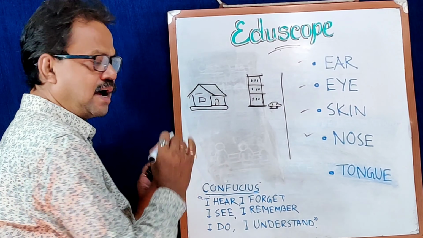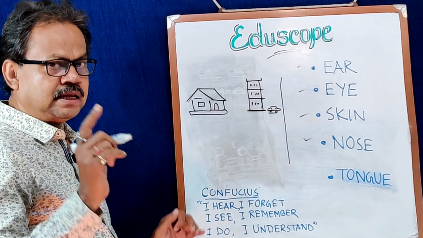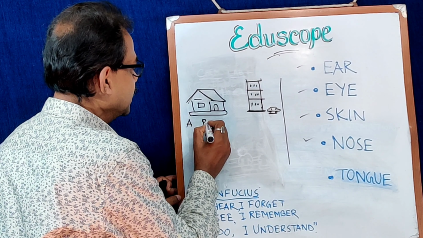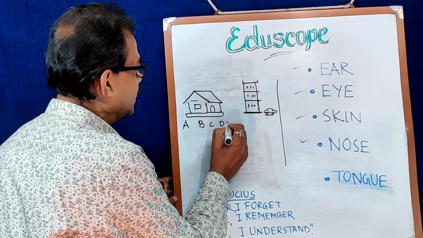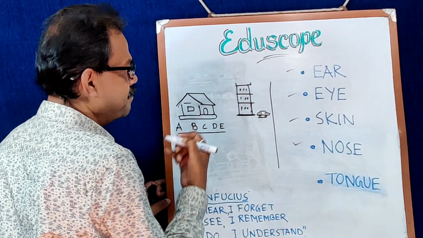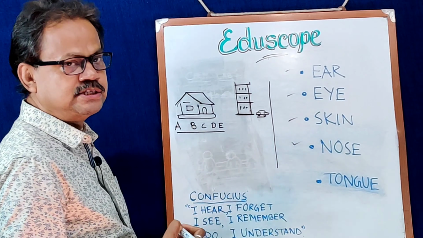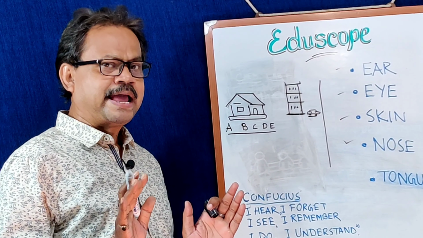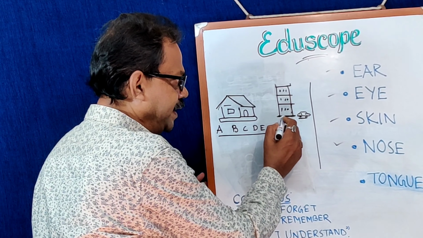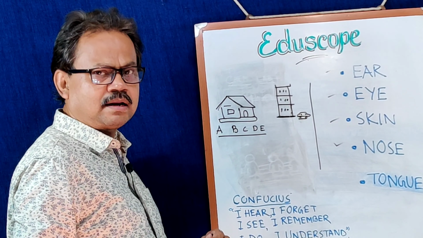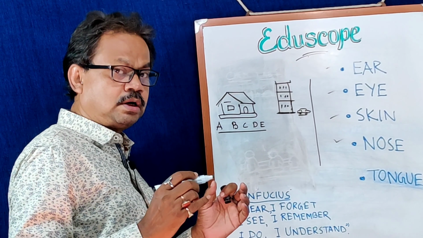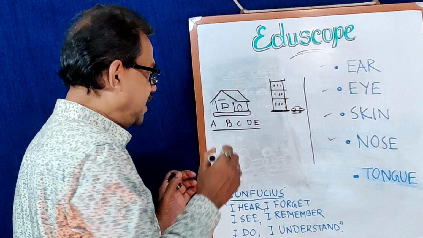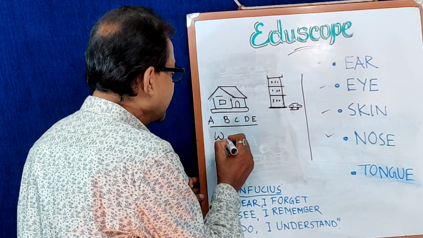Now I want to give you one funny example. Suppose this is a hut. In this hut there are 5 members living: A, B, C, D, E. 5 members like 5 sense organs. Suppose these 5 members are making a plan to make this type of building and buy a car. So they thought how it would happen. They want to increase their wealth.